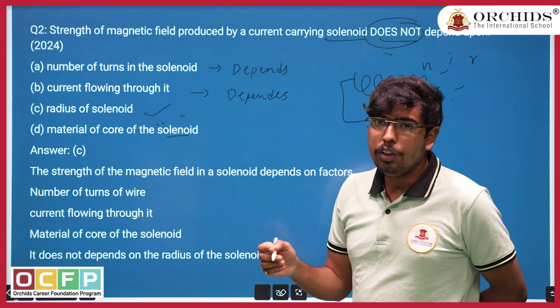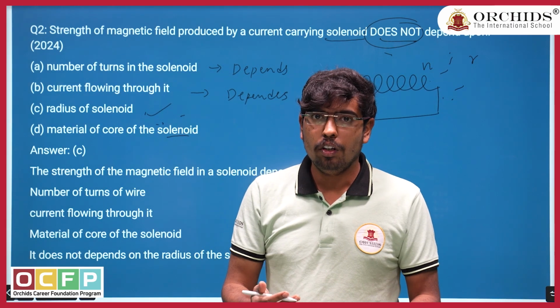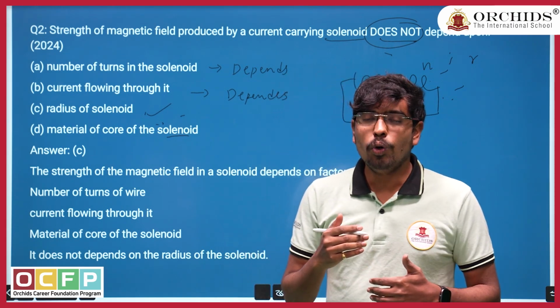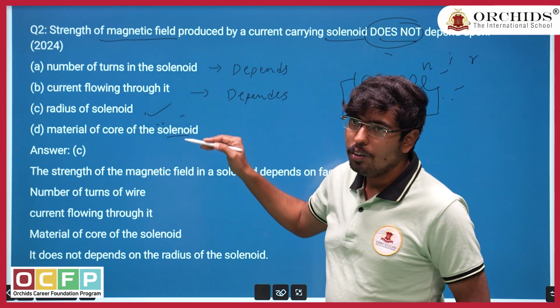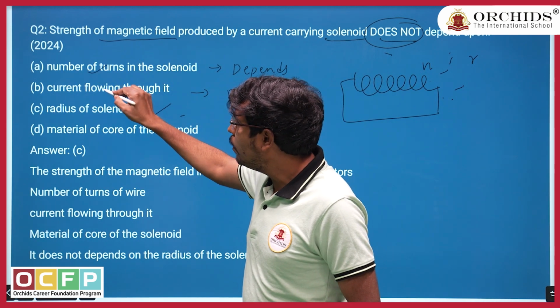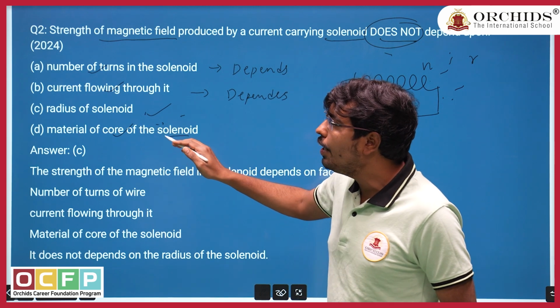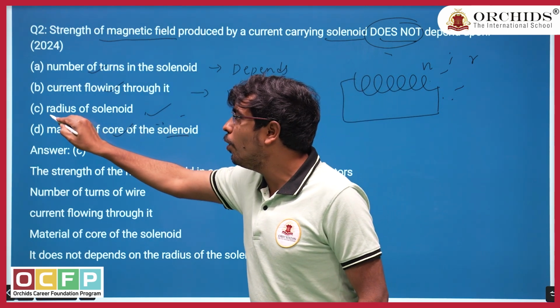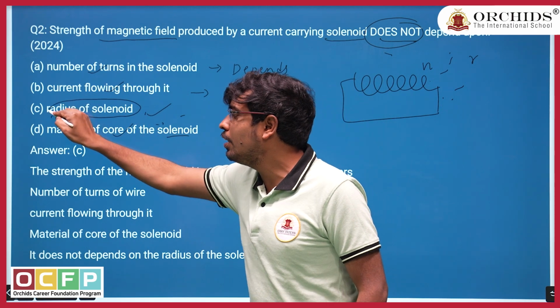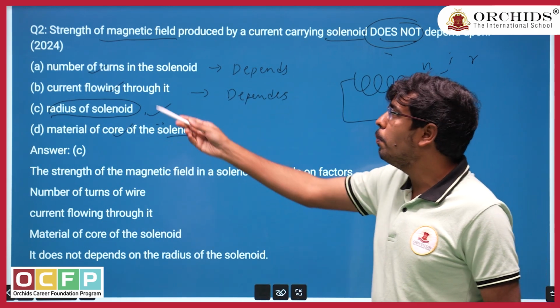So, it means the solenoid's material. For example, if you are taking copper, a good conductor, then the strength of the magnetic field will be more here. So, option A, option B and option D are related to the strength of the magnetic field. The only option which is left out is the radius of the solenoid, which does not depend on the strength of the magnetic field.